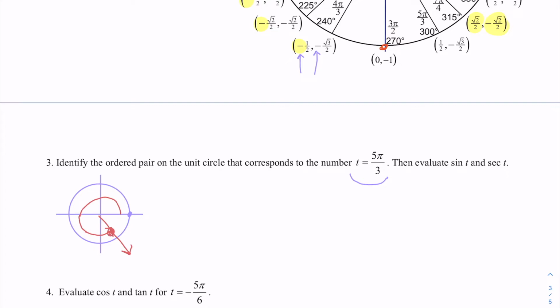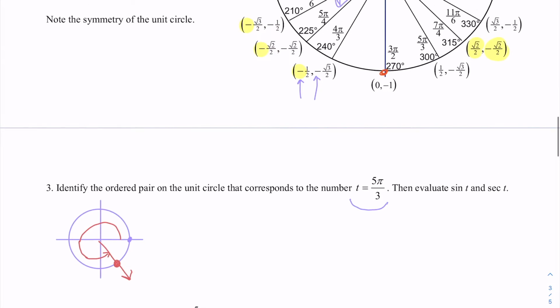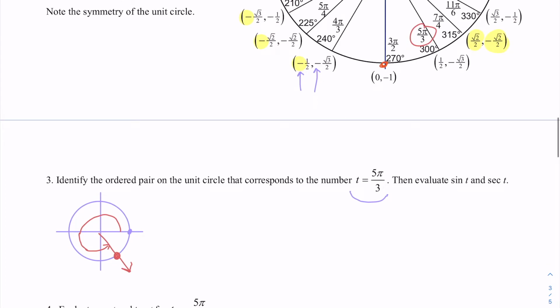So what is this ordered pair? What is the ordered pair right here? Well, you can see on the unit circle right here, 5π/3, and that ordered pair is going to be 1/2, and that is a positive 1/2 because this is quadrant 4, but it is a negative √3 over 2 since it is the y value in quadrant 4, okay?